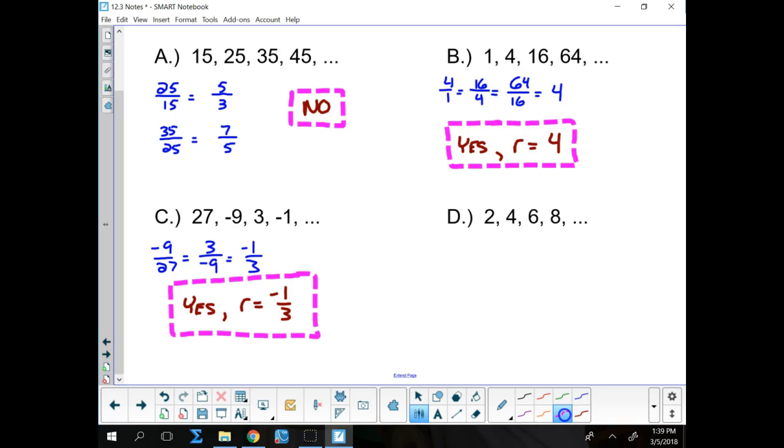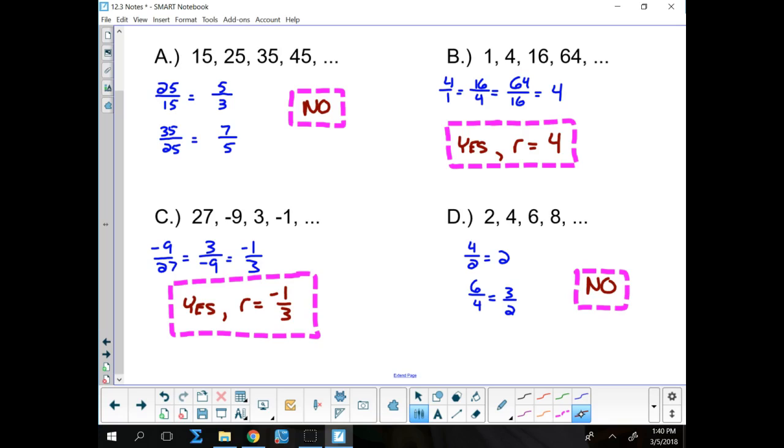Okay. What about D? No? Okay. First one would be, so 4 divided by 2 is 2. 6 divided by 4 is 3/2. So that one's a no. Is that one arithmetic? Yeah? Yep, that is. Common difference then would be 2.